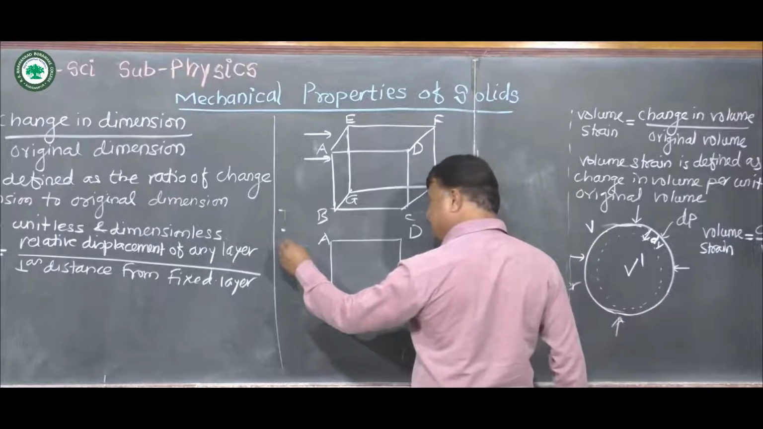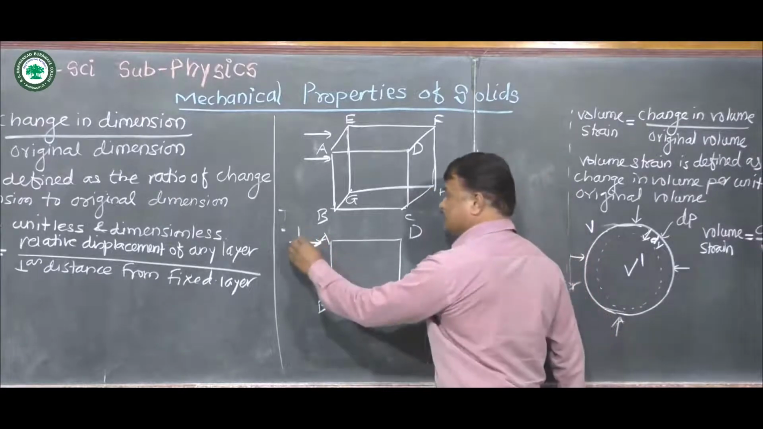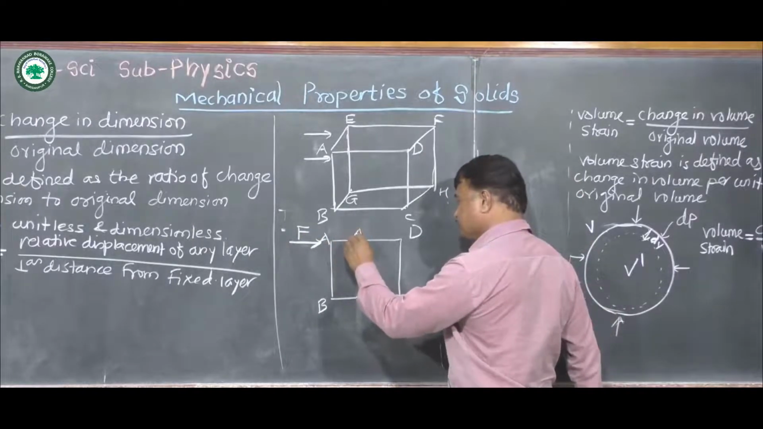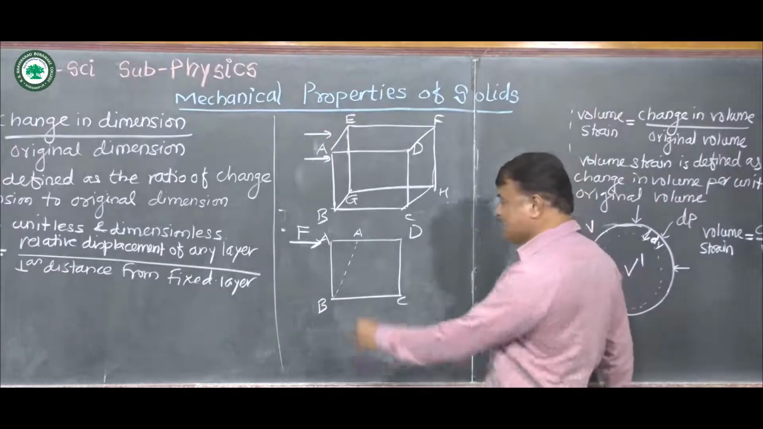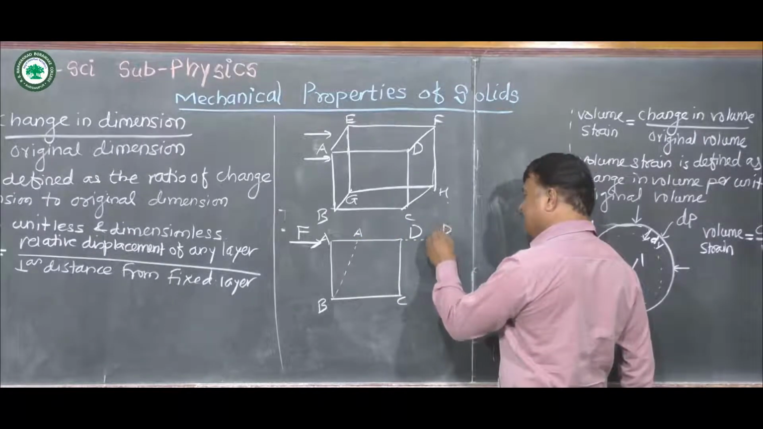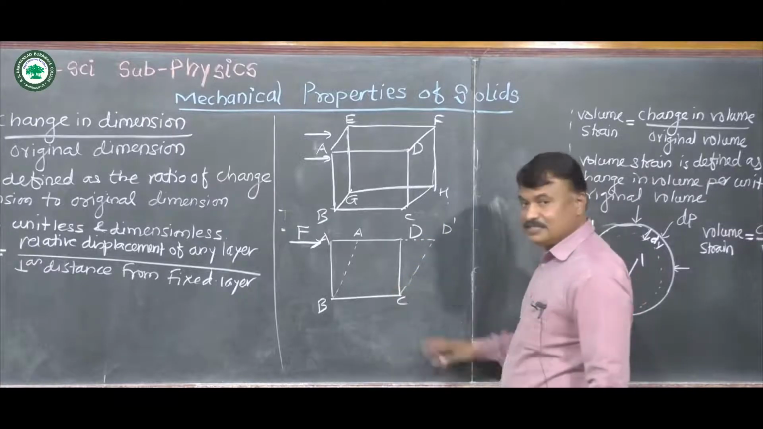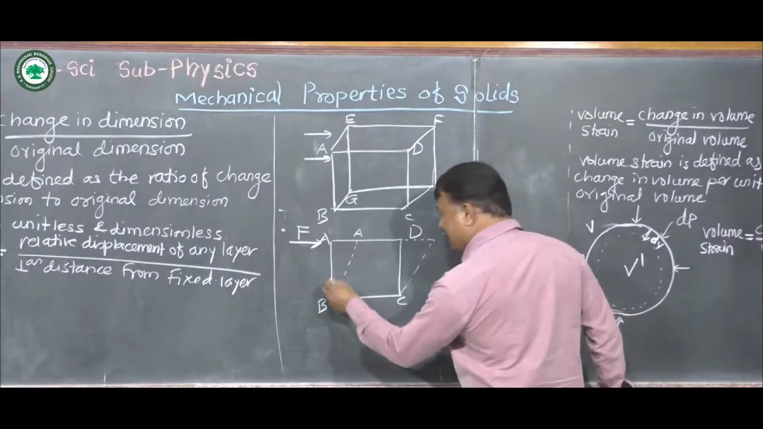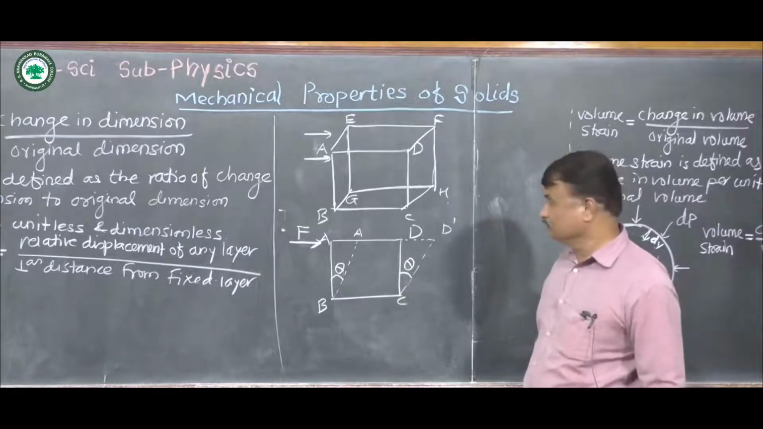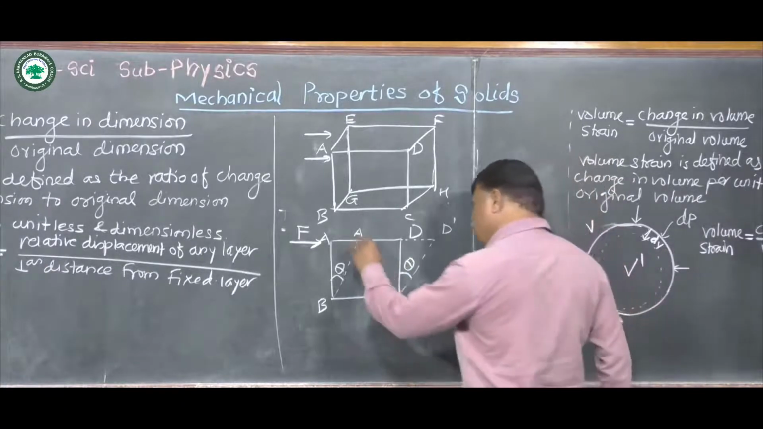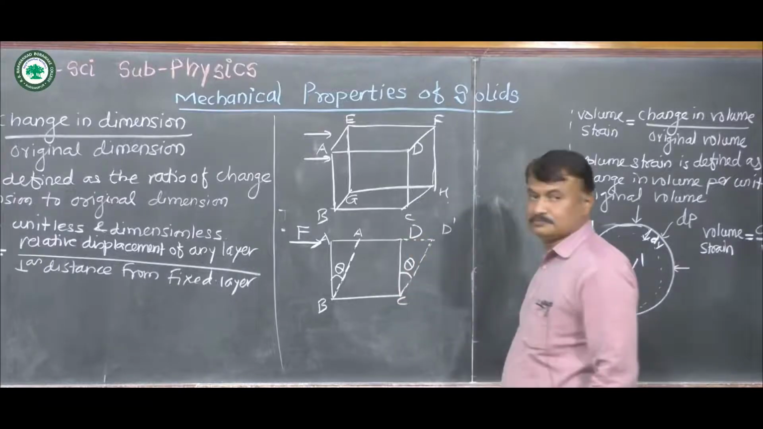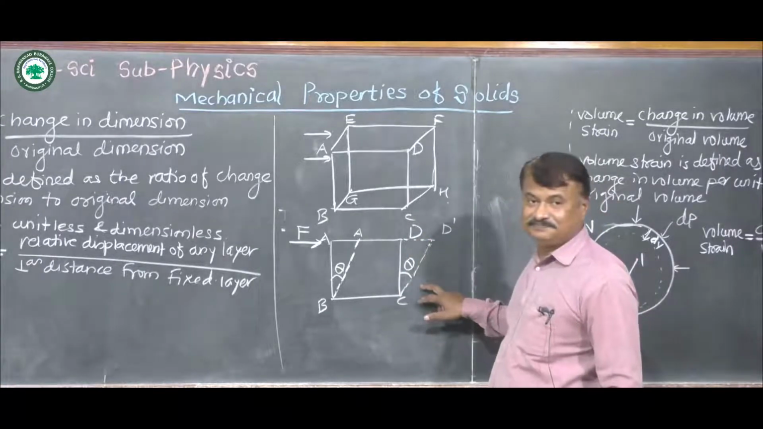If we apply tangential force to the upper layer, which is given by F, then A moves towards A dash, but B remains as it is. Due to that tangential force, D moves towards D dash, C remains as it is. It makes an angle theta. Similarly, this angle is also theta. So this dotted line shows the change in the shape of that cube, and that is called shearing strain.